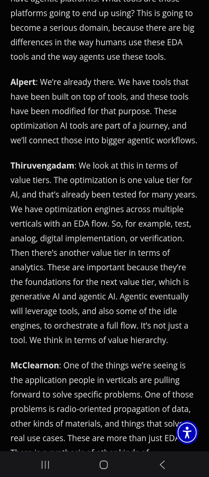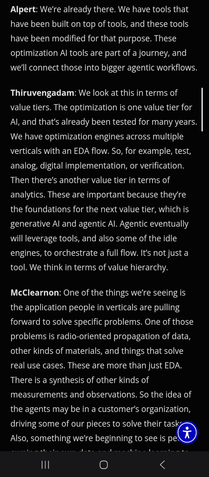We look at this in terms of value tiers. Optimization is one value tier for AI, and that's already been tested for many years. And we have optimization engines across multiple verticals within the EDA flow, so for example test, analog, digital implementation or verification.